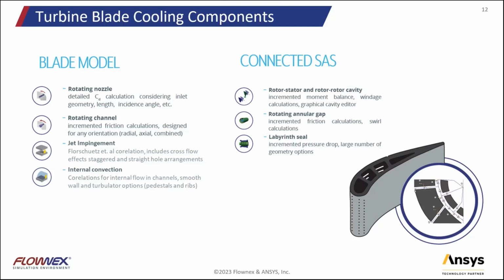We also have components that can model the other flow paths inside of the engine, paths that might be rotating gaps between a rotor and a stator. These include incremented friction calculations with the effect of swirl and windage added to the energy equation. We also have detailed labyrinth seal models that are incremented for every single tooth in the seal. These account for choking inside of the seal teeth and include a large number of geometry options.